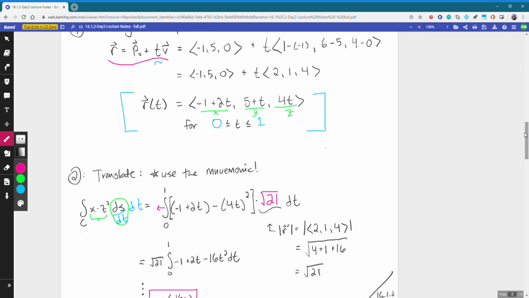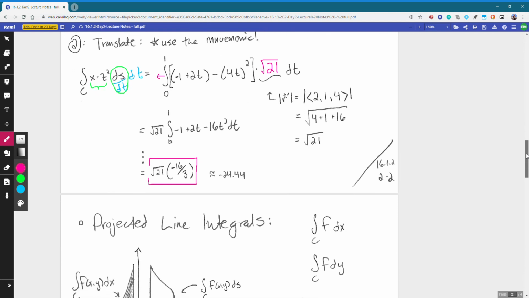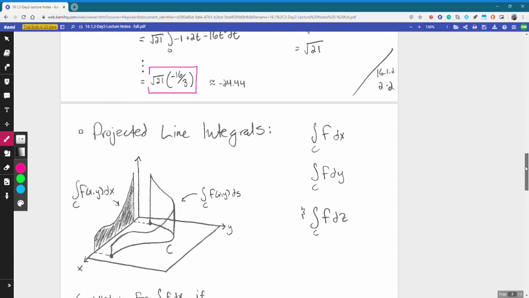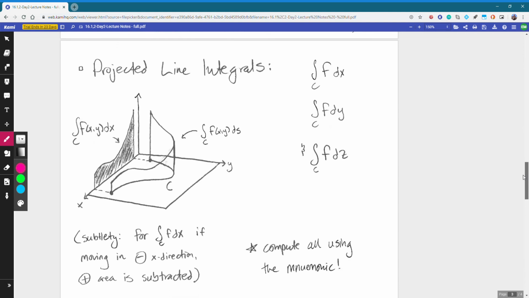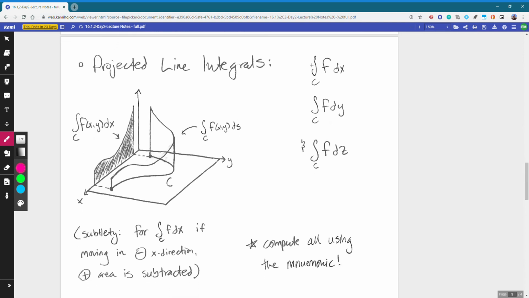All right, so that's how it can look to make use of our mnemonic to help us translate one of our standard line integrals. I want to introduce another related kind of line integral, related to our standard line integral, but computing something slightly different. I like to call these projected line integrals.